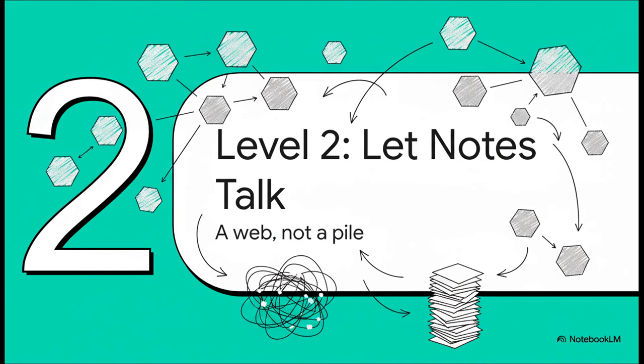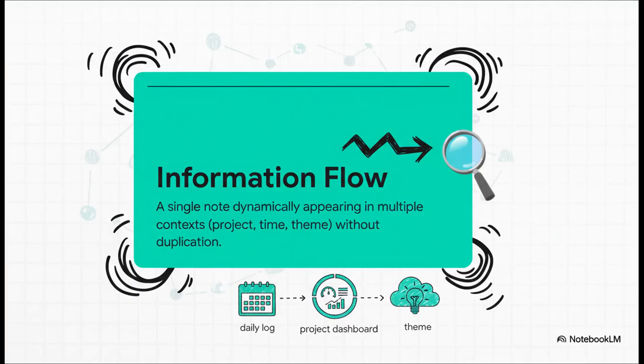Okay, so once you can actually find your notes, it's time for level 2, making your notes talk to each other. This is where we go from having a pile of data to building a real interconnected web of knowledge. The big idea here is something called information flow. The goal is to have one single piece of info, say a new task for a project, just magically show up everywhere it needs to be. It's in your daily note, it's on the project dashboard, it's under the right theme, all automatically. And the best part? 0 copying and pasting.